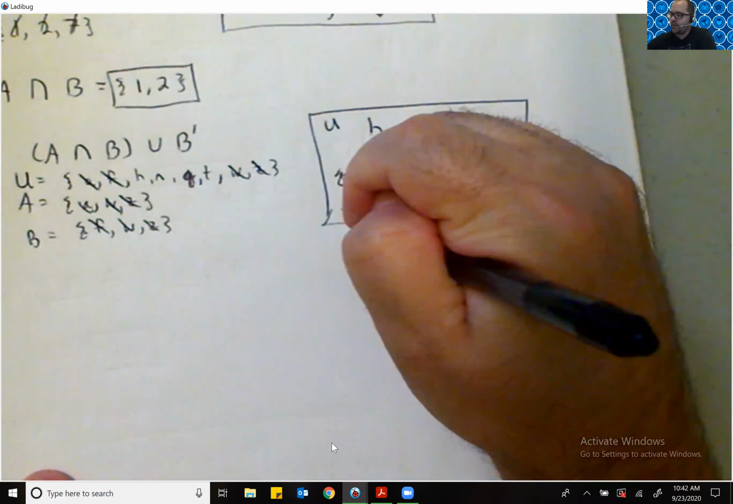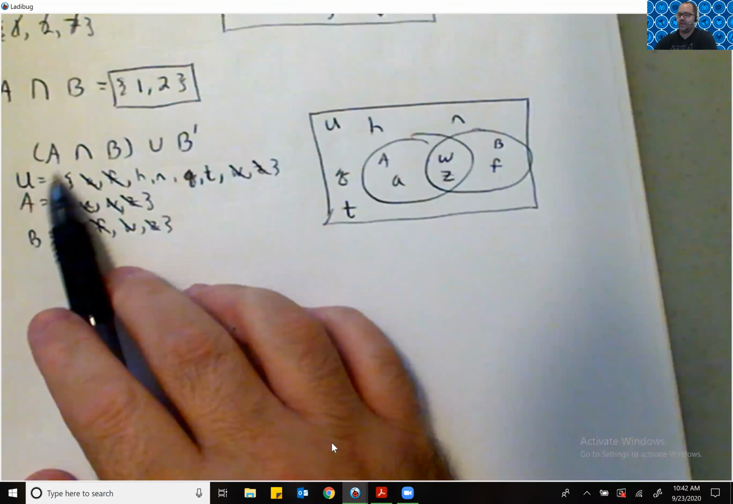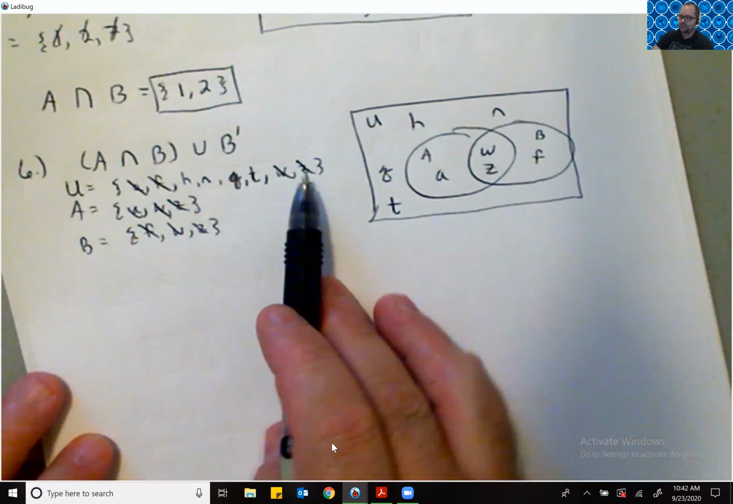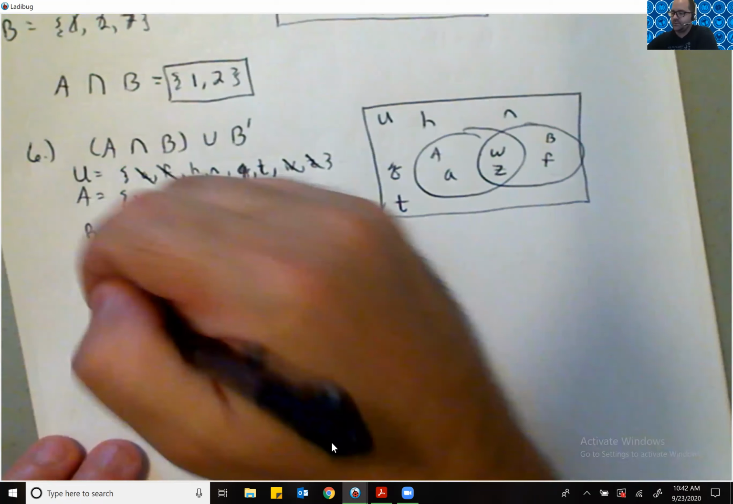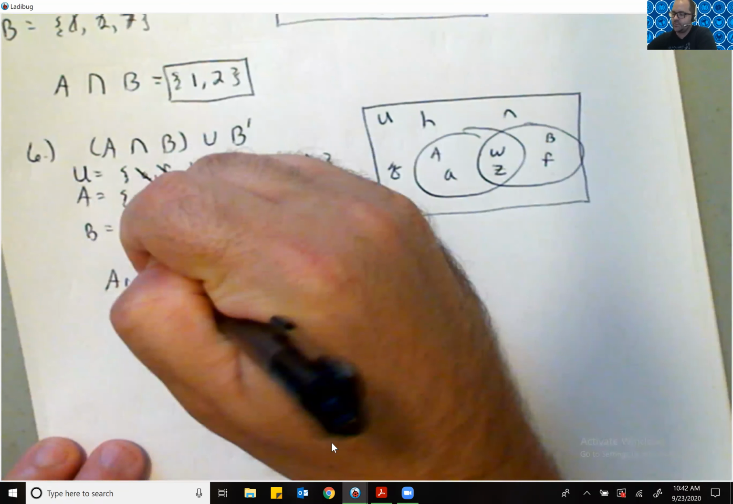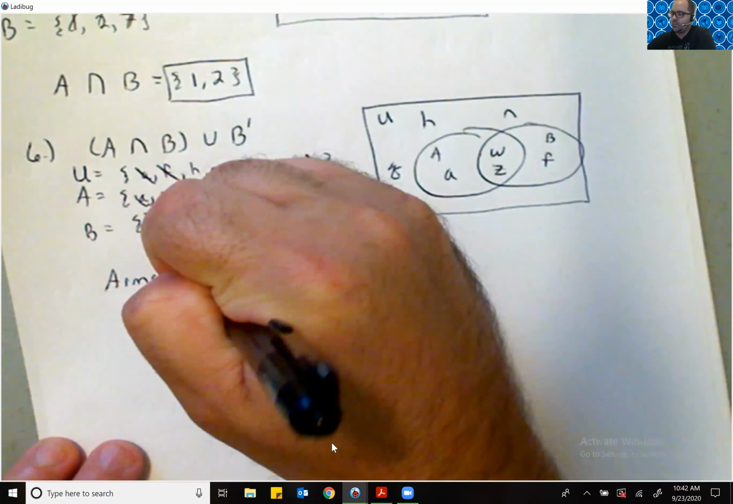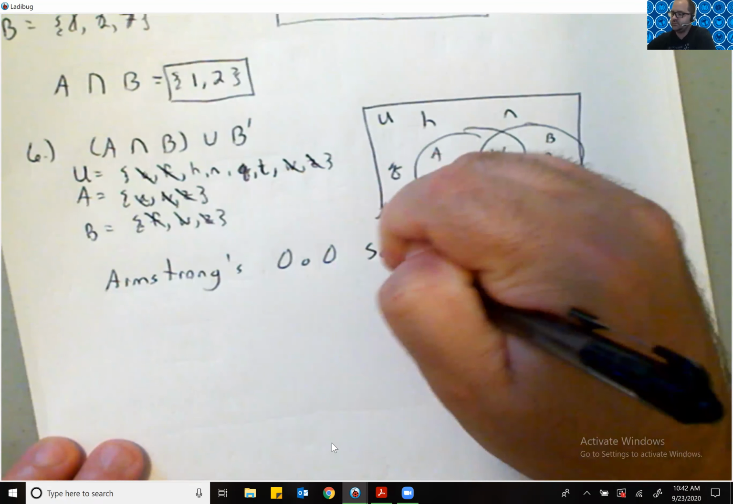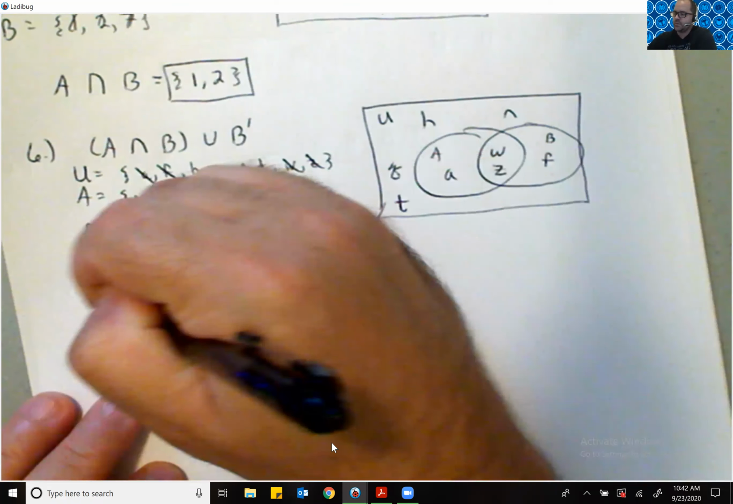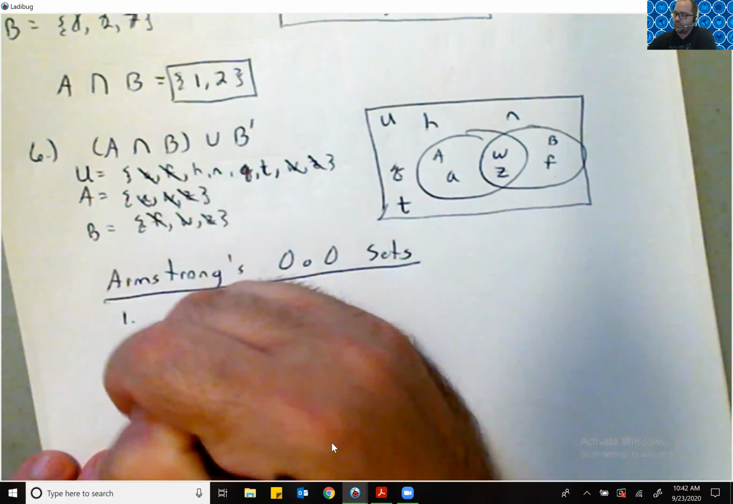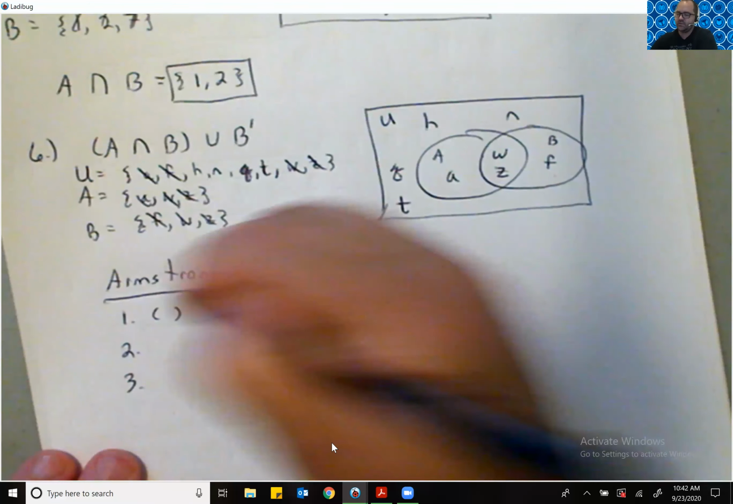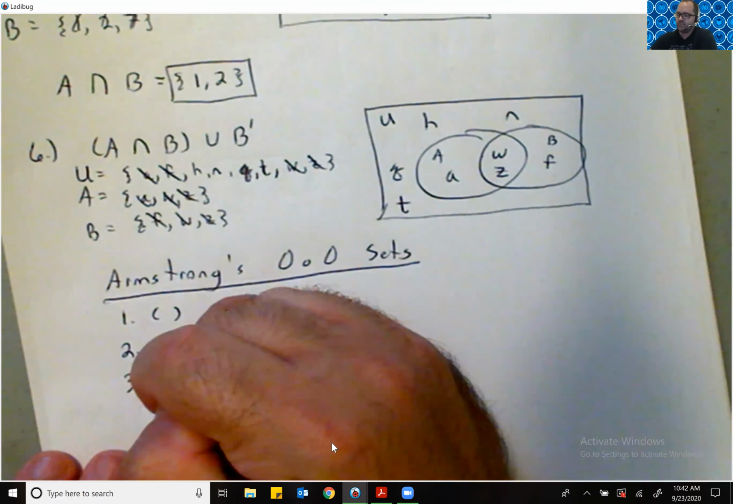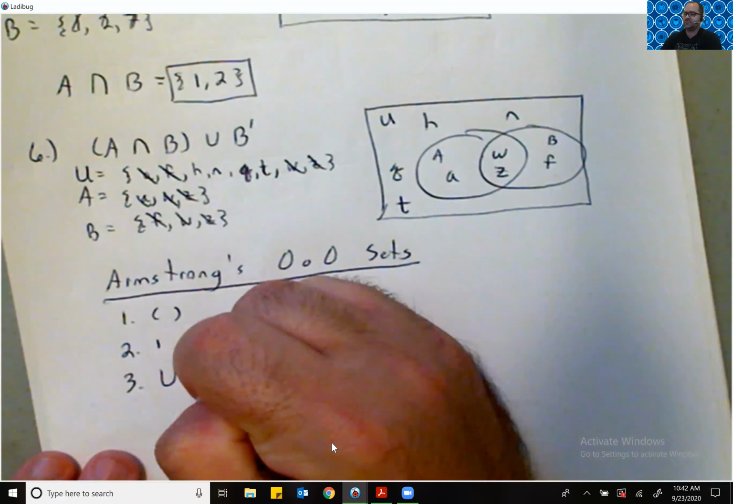So now we are ready to start to answer this question. This is where Mr. Armstrong came up with an order of operations, so I like to share those. Armstrong's order of operations for sets. There are three pieces. Start with the parentheses, then you deal with the complement, and then you deal with unions and intersections.